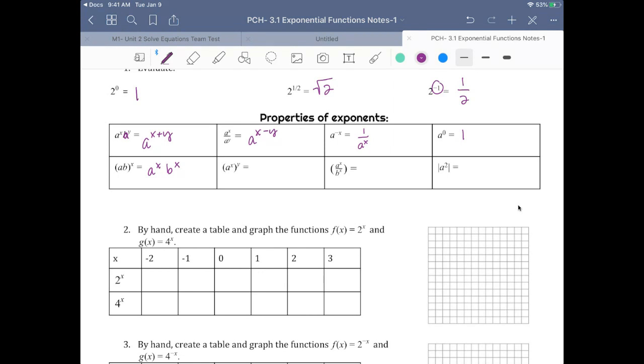This one, a power to the power, so I have a to the x times y. And this can be rewritten as a over b to the x power. And then the absolute value of a squared would be the same thing as the absolute value of a and then squared, which means that this is the same thing as a squared. Okay, that one might be new.